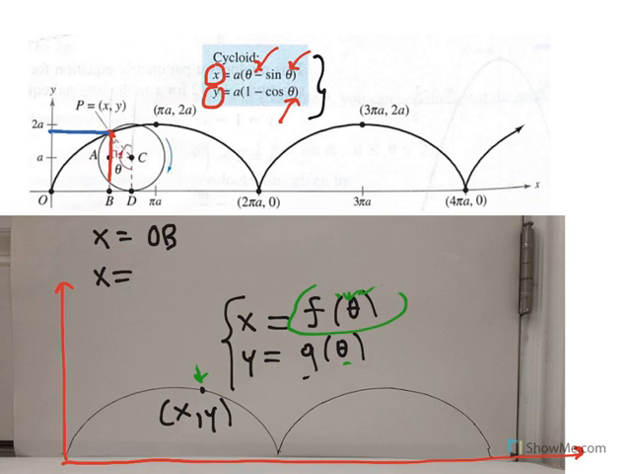You can also write it this way, and you'll see why we do this. It's equal to the distance from the origin to point D minus the distance from point B to point D. And you'll see why we do this in a moment.